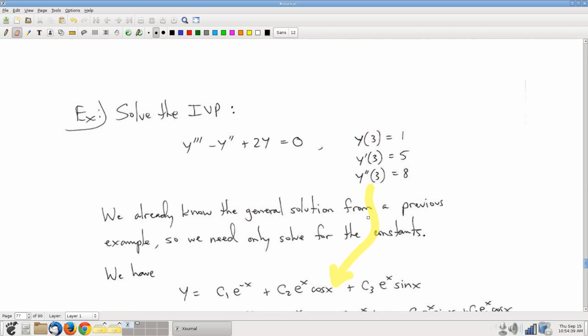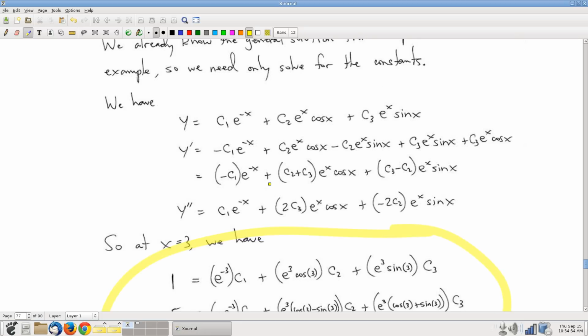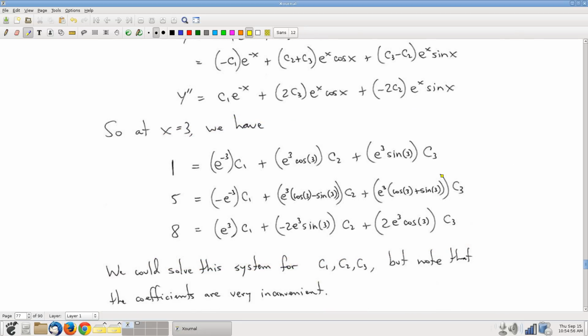And once I know C1, C2, and C3, then I know the solution that I'm looking for that not only solves the differential equation but also satisfies these initial conditions. Okay, and that's all there is to it. Except for the fact that this is not a pleasant system to face up to solving.